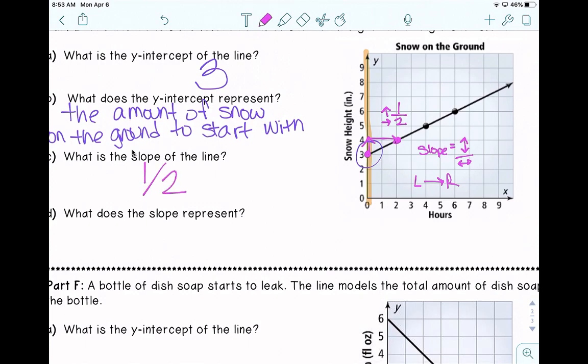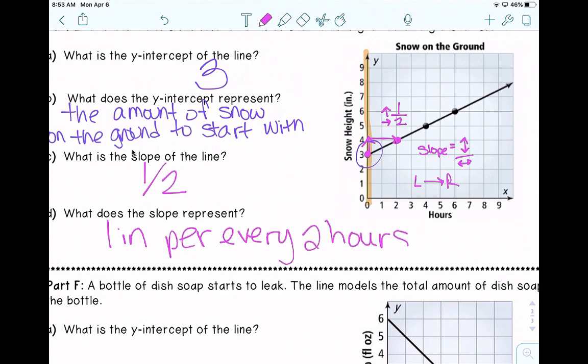And what does that represent? What that represents is 1 inch per every 2 hours, because inches are the top number and hours are the bottom number.